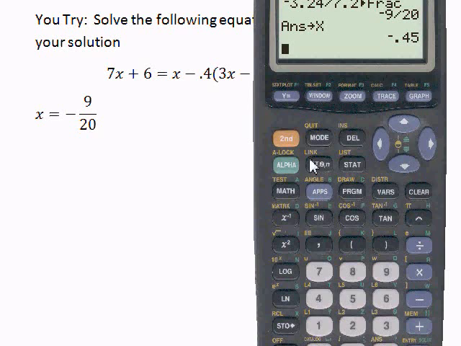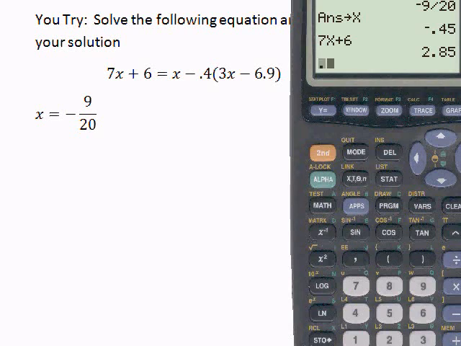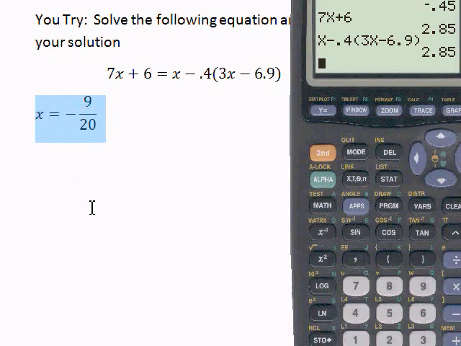So negative 0.45 is the value of x, and we're going to go ahead and type in the left-hand side of the equation, 7x plus 6. Press enter. I'm going to type in the right-hand side, x minus 0.4 times 3x minus 6.9. Press enter, and we get 2.85, and thankfully we see that our left-hand side and our right-hand side are equal, which means we solved the equation correctly. X equals negative 9 over 20 is our solution because we checked it in the calculator.